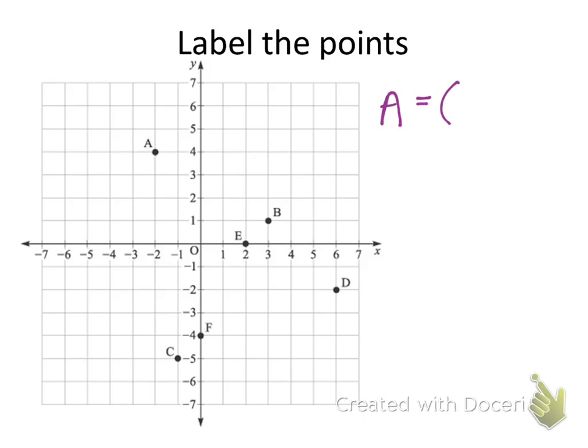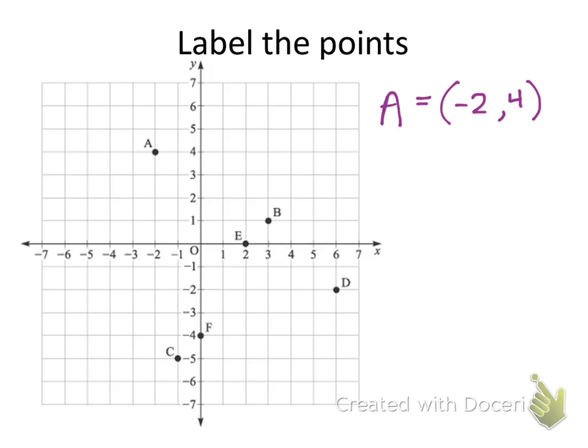Matthew? -2, 4. -2, comma, 4. Perfect. We always write our x value first. Now you say, okay, I'm not quite sure how you do that. Here's a really easy way to do it. Find point A. Draw a line straight down so you run into the x-axis. What number are you going to run into? -2. So we write that as our x. Draw a line straight over to the y-axis. What number do I run into? 4. So I know that's my y value.